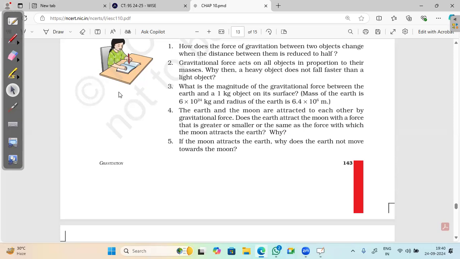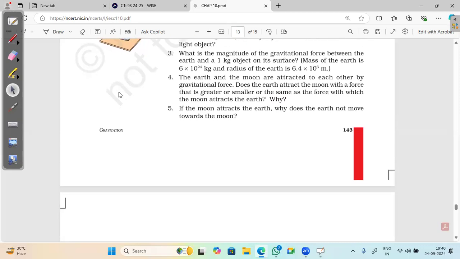Now see this one. Both the objects, the Moon and the Earth, are attracted with the same amount of force. Okay, then the fifth one: if the Moon attracts the Earth, why does the Earth not move toward the Moon?